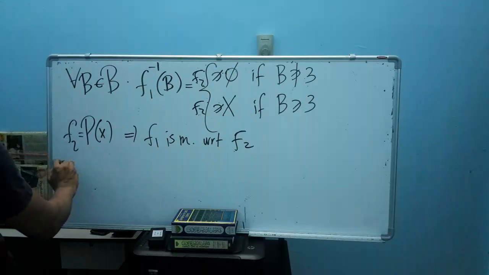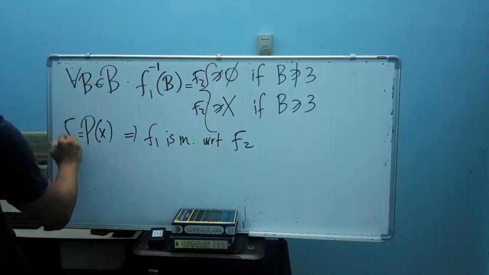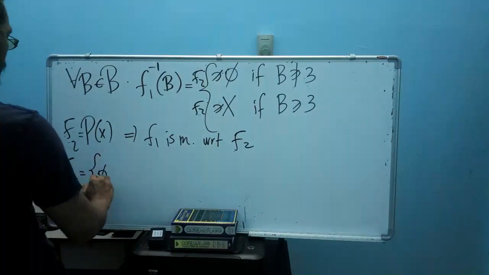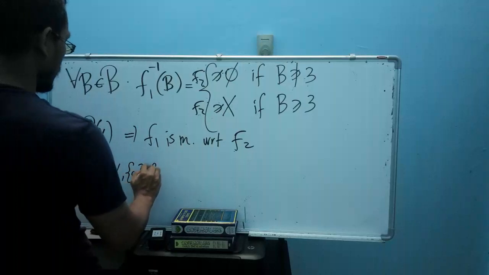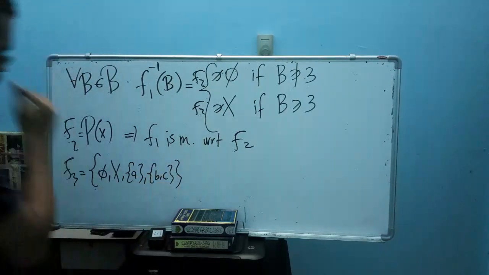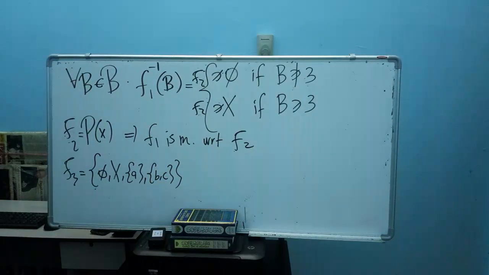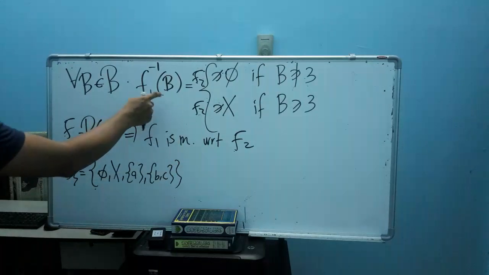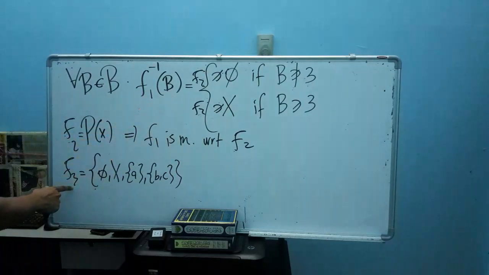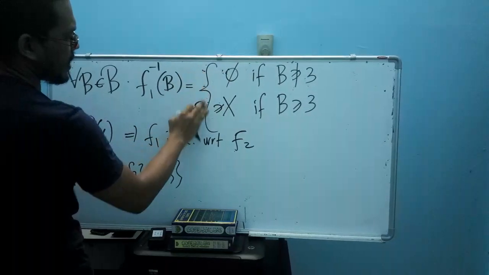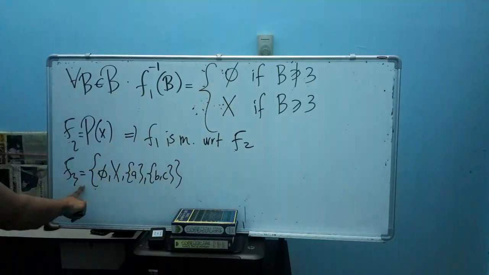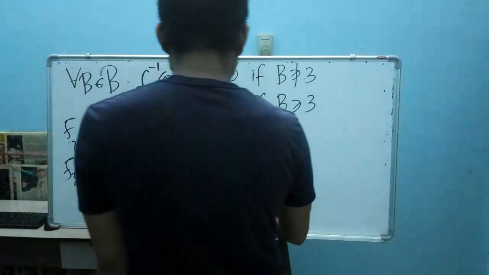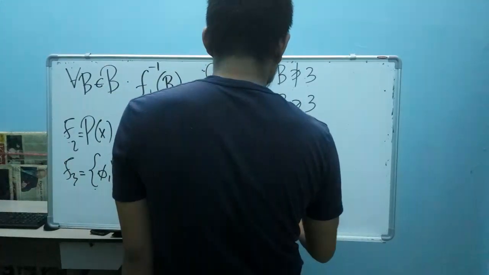Same for f3. Oh sorry, the previous one should be f2. Let's check for f3. For f3 we have empty set, x, and then we have a, and then we have b, c. Now let's check whether f1 is measurable with respect to f3, yes or no. We need to check that the pre-image of all Borel sets should be an element of f3. We have empty set is an element of f3, x also is an element of f3. Therefore, our f1 is measurable with respect to this algebra.